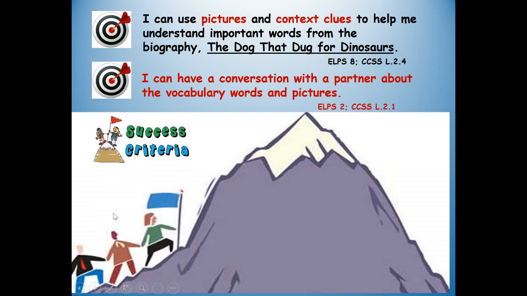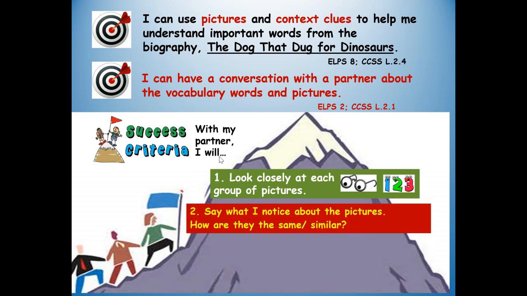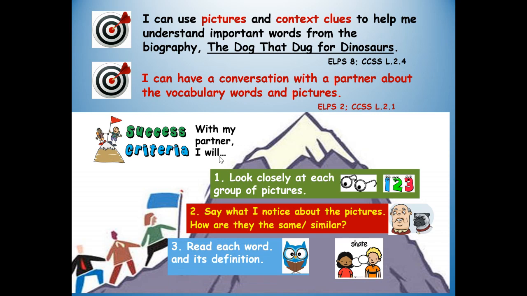So the next part is success criteria. So our target is I can use pictures and context clues to help me understand important words from the biography. And here are our steps for success. It's like climbing a learning mountain and we want to reach the top. So with my partner, I will, number 1, look closely at each group of pictures. Number 2, I will say what I notice about the pictures. How are they the same or similar? Number 3, read each word and its definition. So if you do these 3 things, then you will be successful at reaching your learning target.